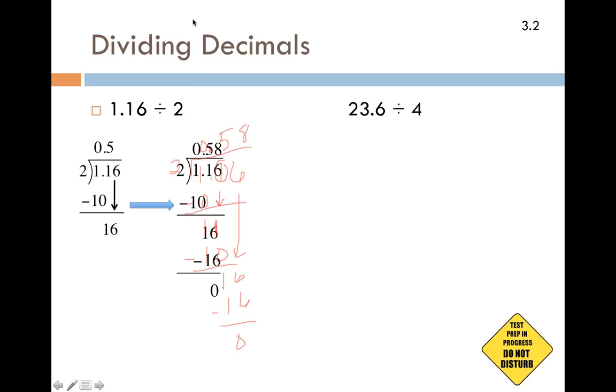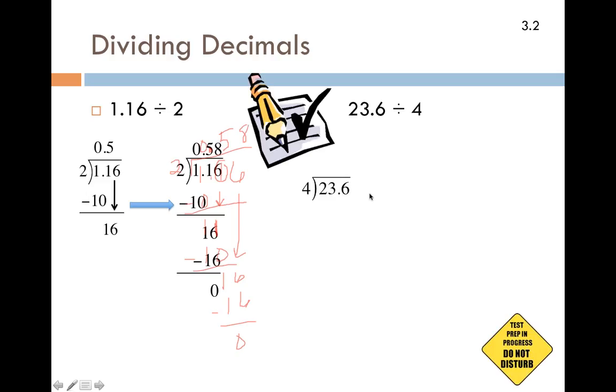Okay, so let's look at the process. We're going to use long division. Then we've got 23 here, so we can take 5 4s out of 23. Then we multiply. 5 times 4 is 20. Then we subtract. 23 minus 20 is 3. Then we bring down the 6. So now we've got 36, and we're dividing that by 4.